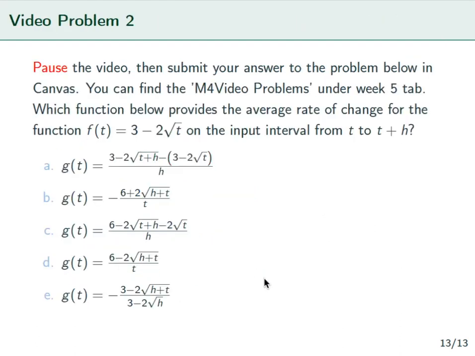Now pause the video and try this problem. Which function below provides the average rate of change for the function f of t equals 3 minus 2 times the square root of t on the input interval from t to t plus h? Essentially, which expression is a difference quotient which calculates average rate of change? This is not simplifying. What's the first step when you put the difference quotient? When you try this problem, I suggest you write on your paper first. Do not look at the options here. Write down what you know first, then try to find your answer in this multiple choice selection.